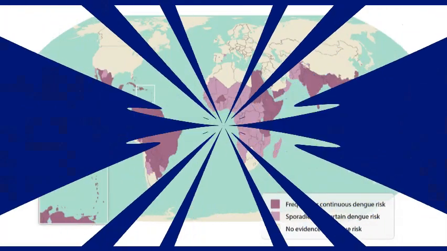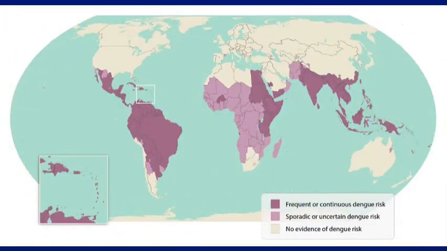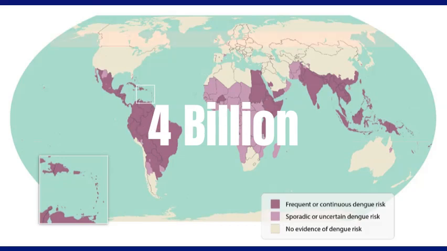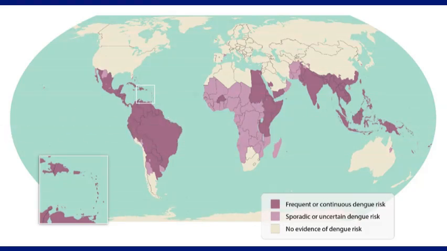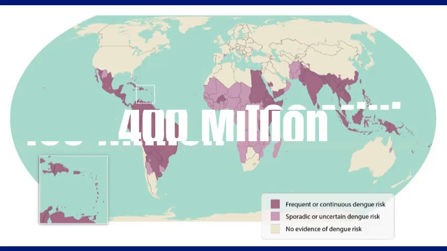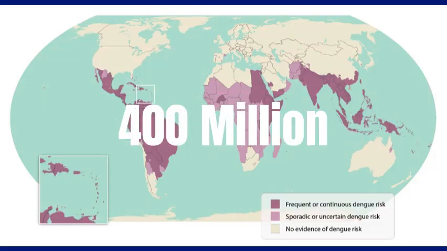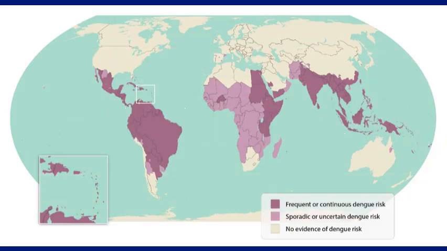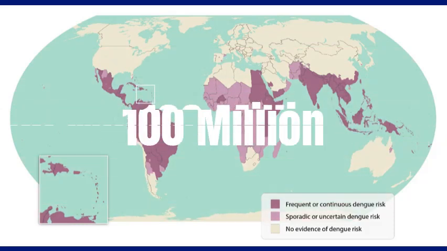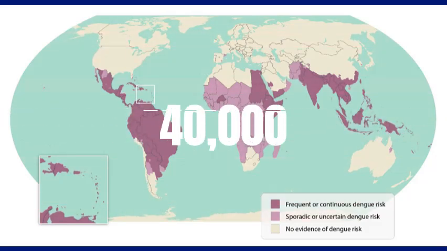Let's put the numbers into perspective. Globally, nearly half of the world's population live in areas with a risk of dengue. That means about 4 billion people are at risk of developing dengue fever at any time. Furthermore, dengue is the leading cause of illness in these locations. Each year, up to 400 million people get infected with dengue. Of that number, approximately 100 million people get sick from infection, and 40,000 die from severe dengue each year.